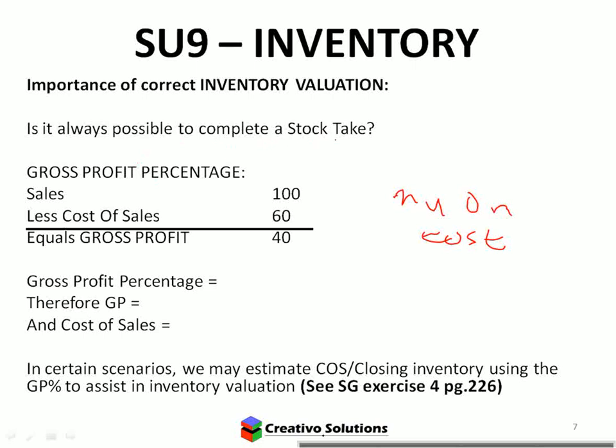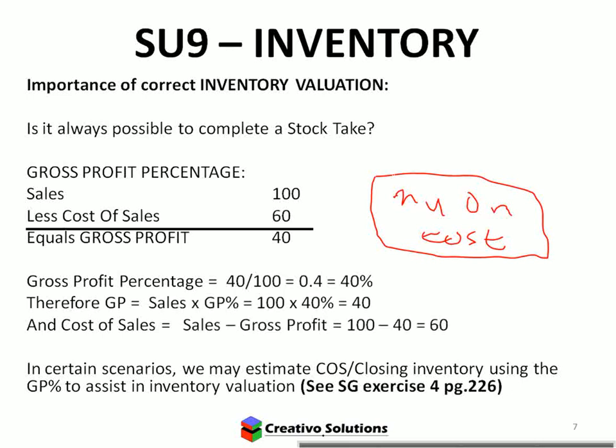Okay, so is it possible to complete a stock take? Always possible to complete a stock take? Not always. If you can't, then we need to use markup on cost. Markup on cost is going to give us a way of calculating an amount if we don't have all the information. Sometimes companies can't count all their stock. Maybe there's a fire. What happens if stock is damaged or written off? You won't have the accurate amount of stock.